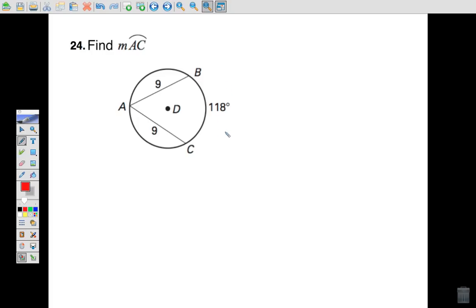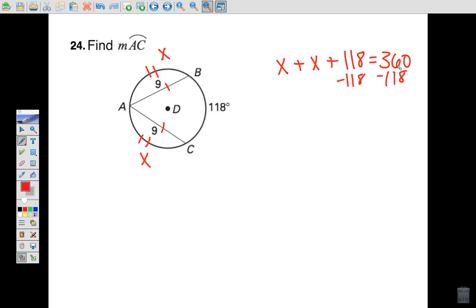Now this was from that unit about chords, or the section. It said if you had two congruent chords, which those are congruent, then these arcs are congruent. Now, we can call them both x, and x plus 118 should add up to 360. So then I would subtract this 118. So 360 minus 118 is 242. And I would go ahead and combine those x's and get 2x. Then divide both sides by 2.